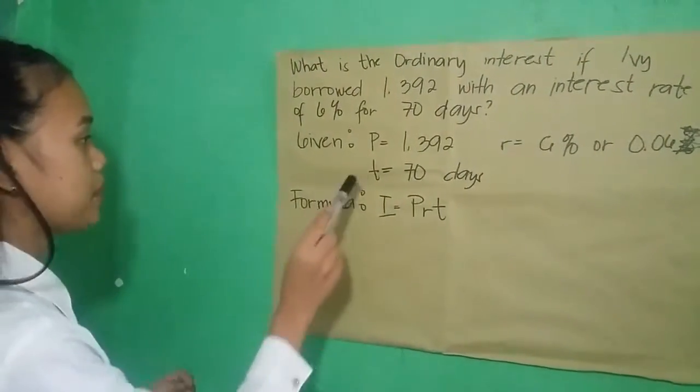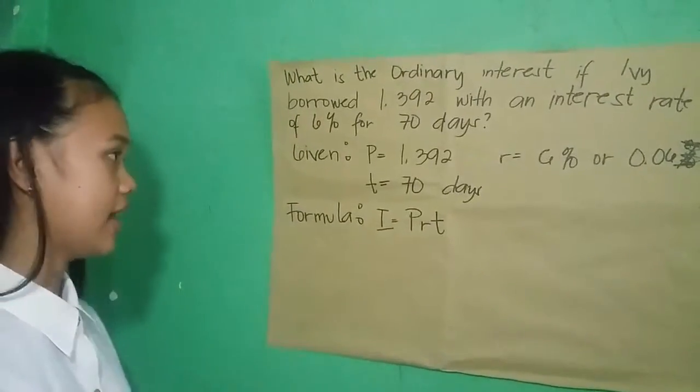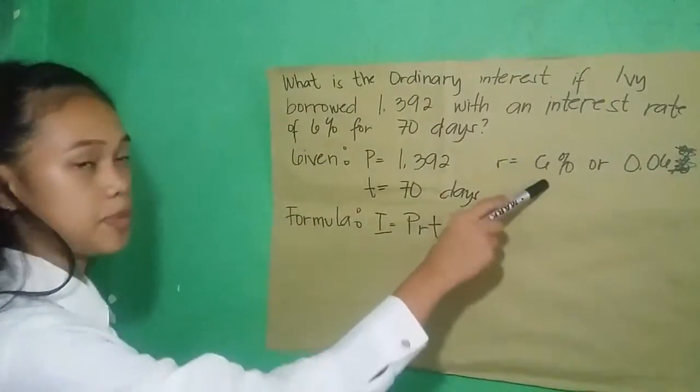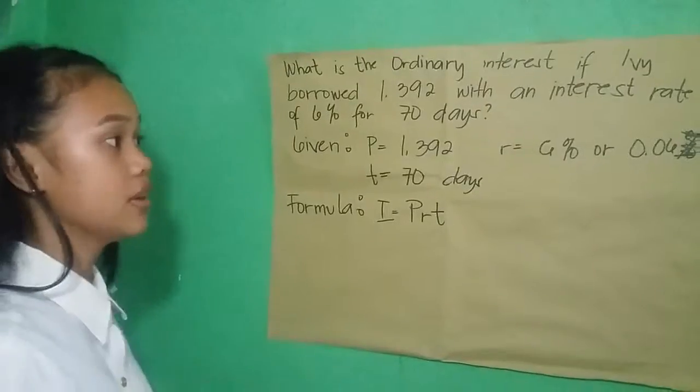Given, principal is equal to 1,392 and the rate is 6%, and we will convert it into decimal.